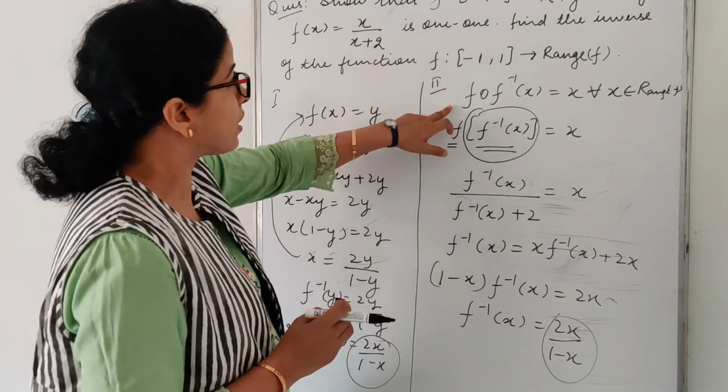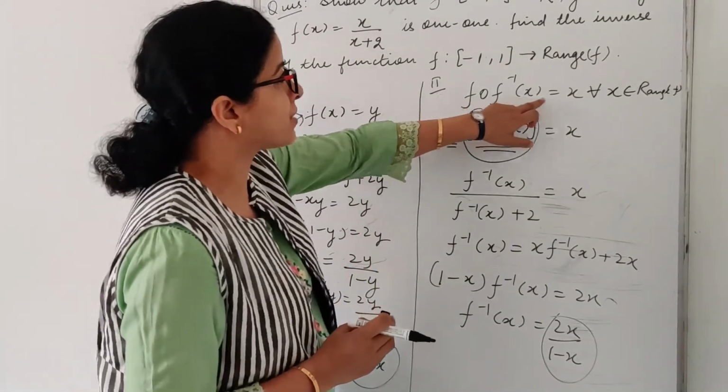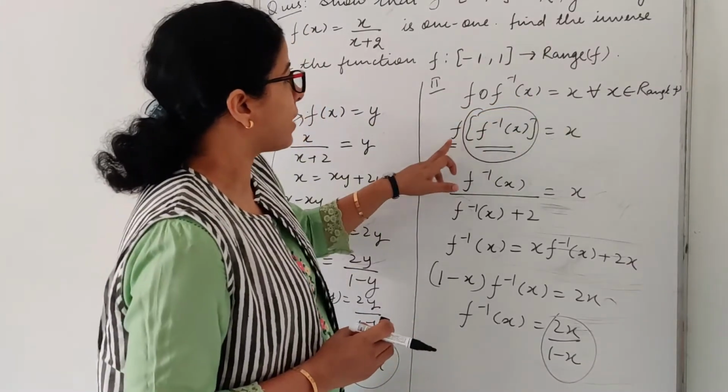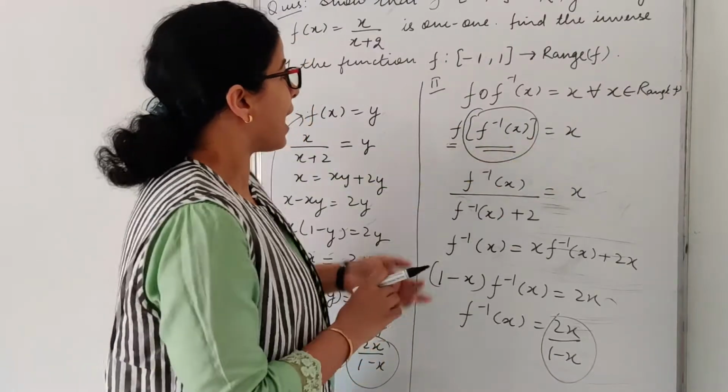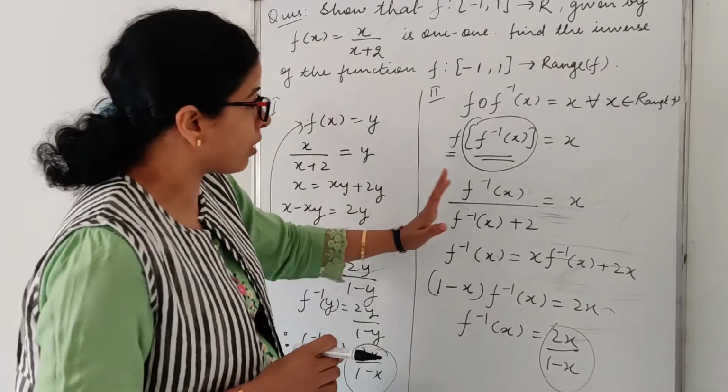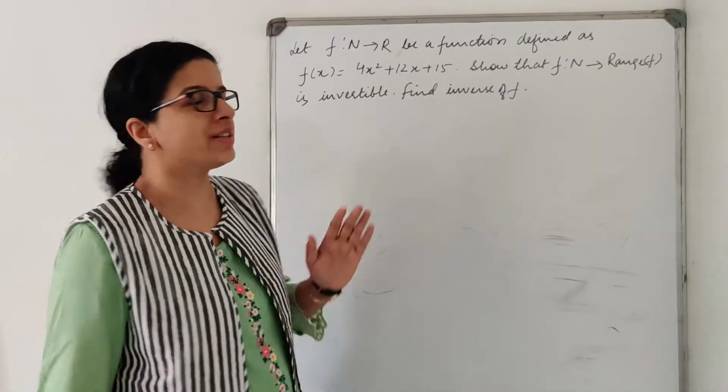Is that clear? So what I have done, I have taken f of f inverse x is equal to x, where this x belongs to the range. I have substituted f inverse here, so f inverse x upon this, and I have solved for f inverse x. So now let us take this example.